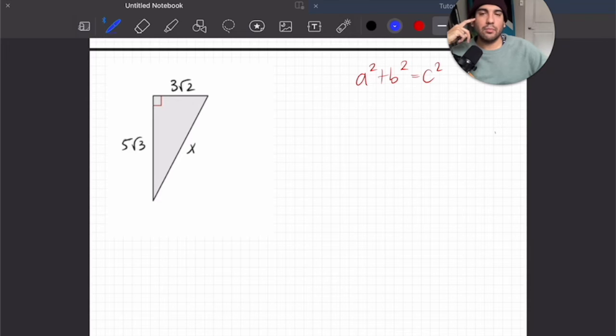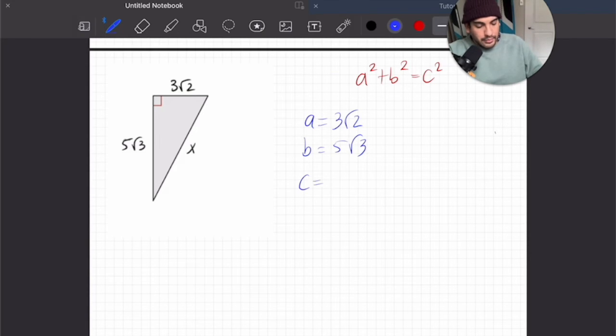You'll notice this next problem has some weird radicals as our sides, and then we still need to find the hypotenuse. I'm going to continue using the Pythagorean theorem, but of course it gets a little trickier with the radicals. My a is 3 root 2, my b is 5 root 3, and my c value is going to be x. We don't know what that is. Using the Pythagorean theorem, I'm going to do 3 root 2 squared plus 5 root 3 squared is equal to x squared.